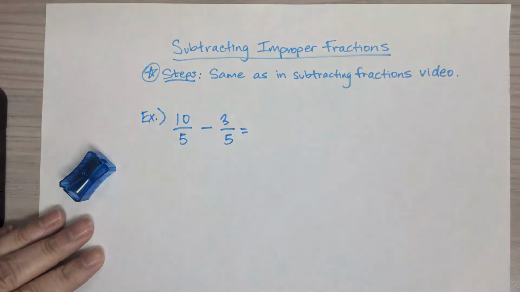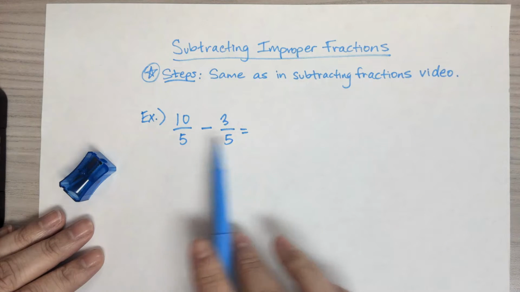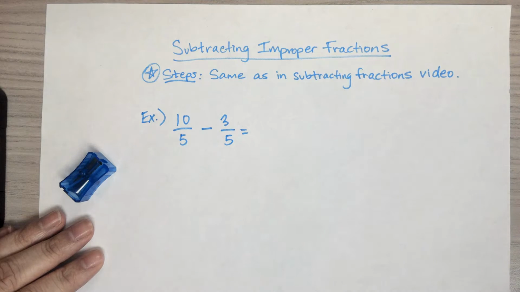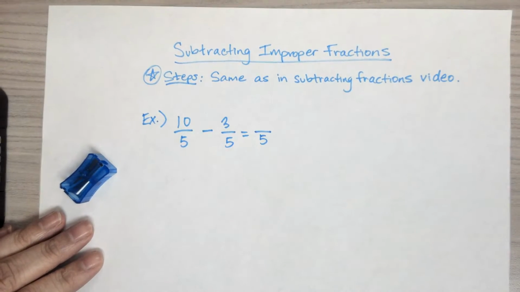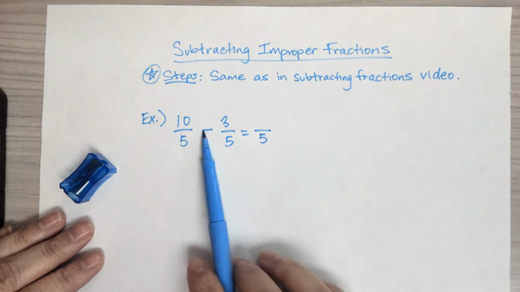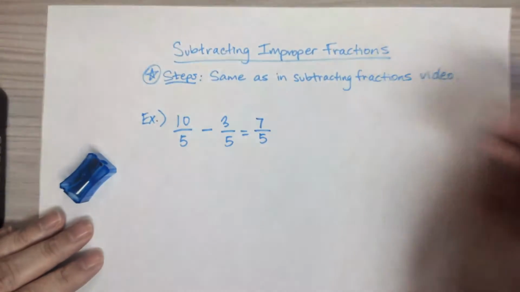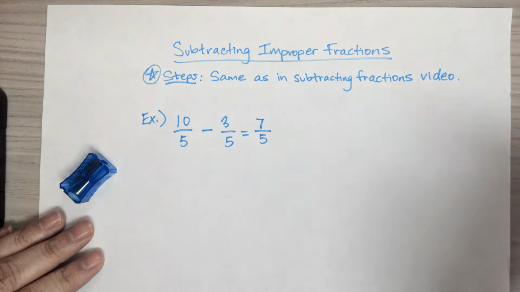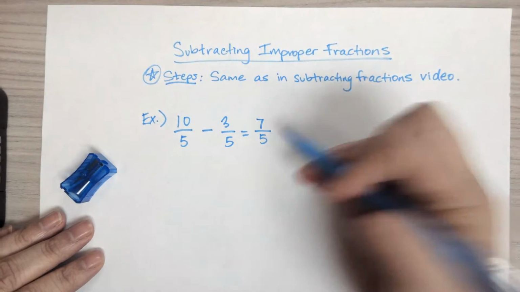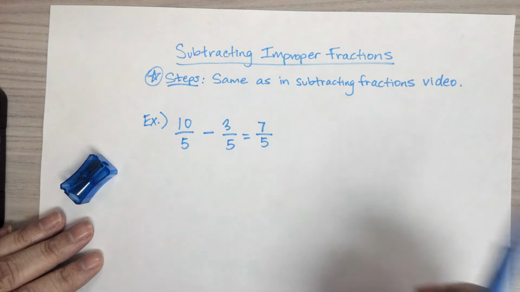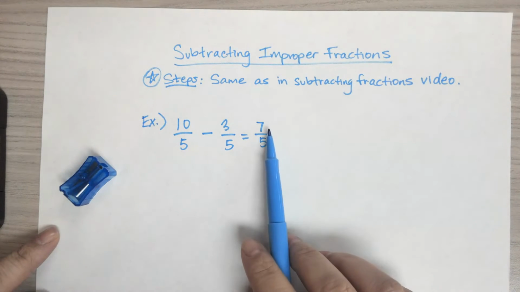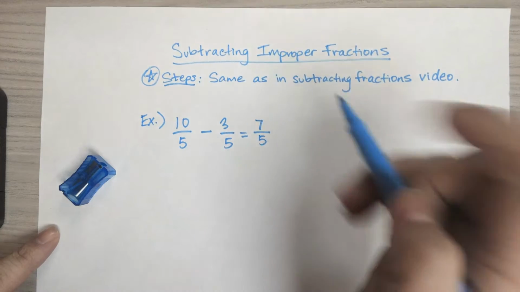3/5. Okay. For this example, we're always going to check to see if we have common denominators. In this case we do, so our denominator is going to stay the same, and then we're going to subtract across the top. 10 minus 3, which would equal 7. Now anytime that we have an improper fraction as our answer, we are always going to look at this fraction as a division problem. So we're going to look at this as 7 divided by 5.